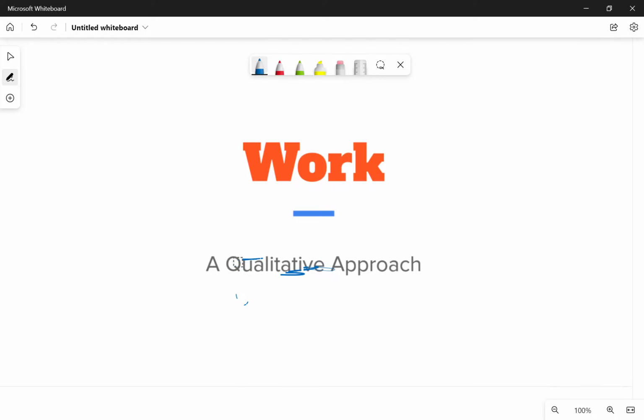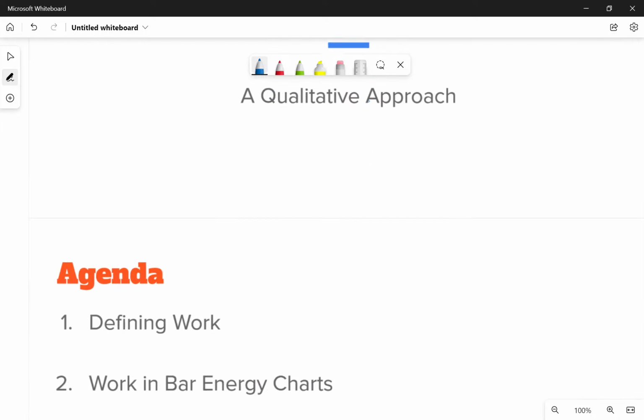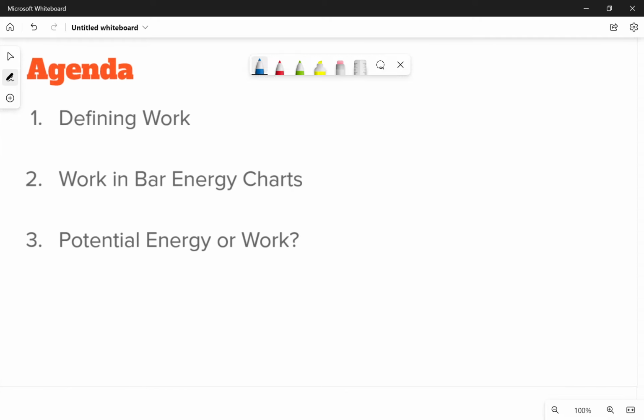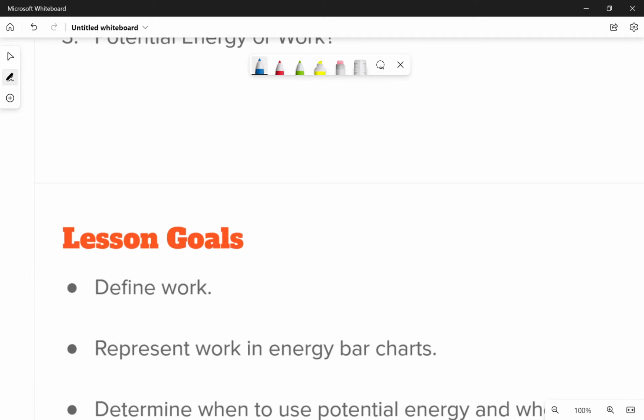Okay, so let's get into talking about work. First, we're going to have to define what work is. Then, we've been using energy bar charts to track the flow of energy, so we'll have to figure out how to include work in our energy bar charts. And last, some things could be work or they could be potential energy, so the question we'll have to answer is when do I consider something work and when do I consider it potential energy? That's the last thing we'll get into.